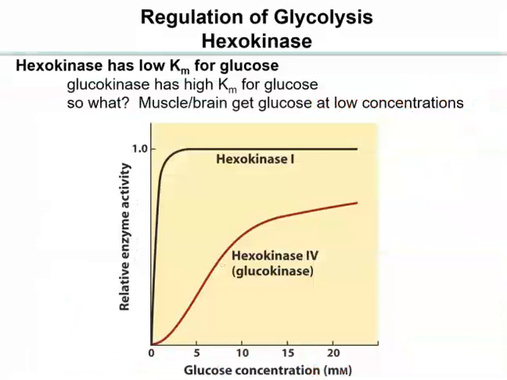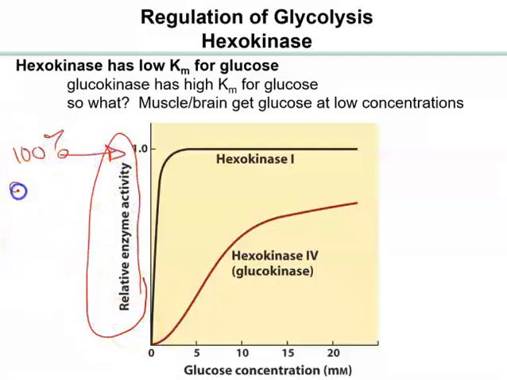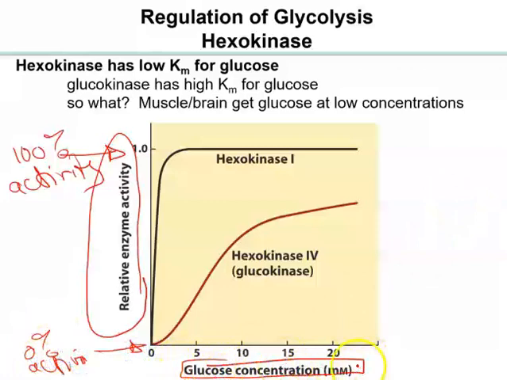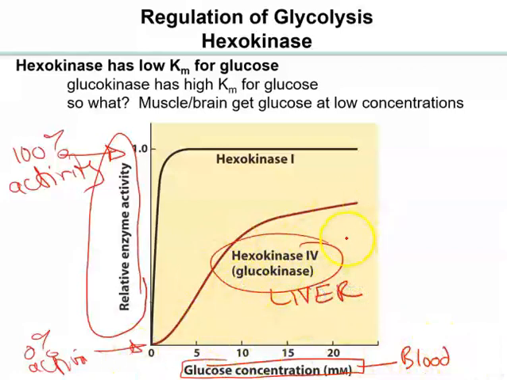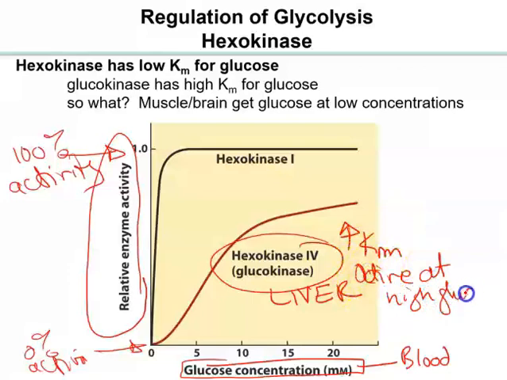Here is a graphic representation of this property. So on the y-axis, we have relative enzyme activity, and you could think about this here as 100% activity. And down here is, of course, 0% activity. Here you can see glucose concentration in millimolar. Think about this as glucose concentration in blood. Hexokinase 4 in liver has a very high Km for glucose, and so it only is active at high glucose concentrations.